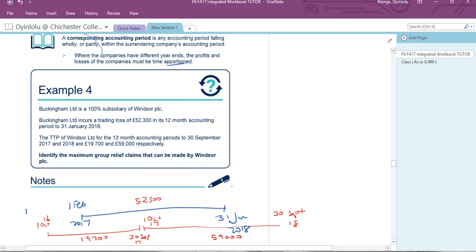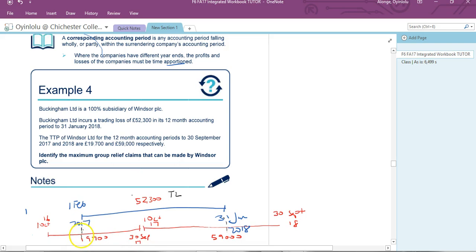Right. Okay, so what's the argument here? It has to be corresponding. The argument is that this company has a trading loss to surrender, and these periods have trading profits to act as claimants, and it's always about the lower of the two. We know what this is. We now need to know what we are going to compare with this. So what we need to do is find what's happening here.